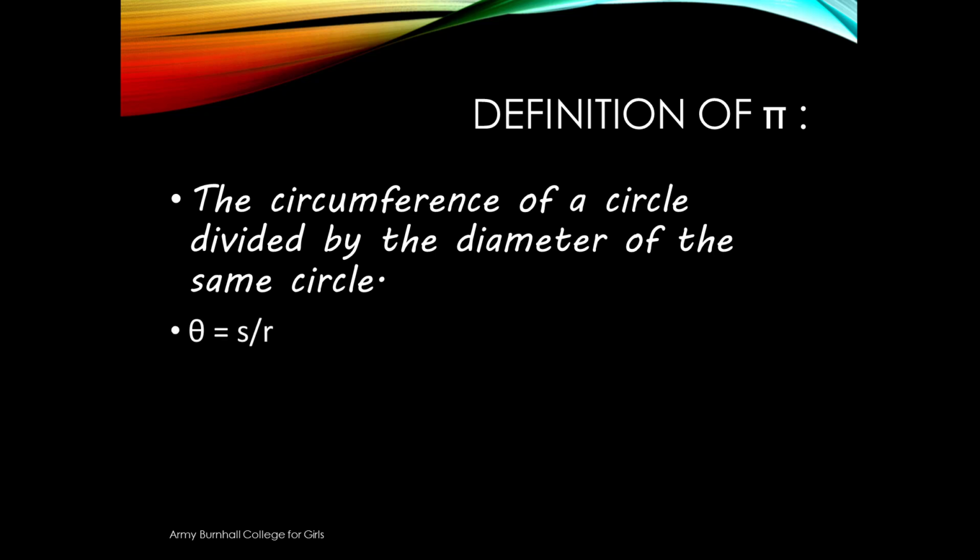If we have the relation theta is equal to S by r, S will be the complete circumference of the circle, so we will put it as 2 pi r, and we have to divide it by the diameter of the same circle, so we write it as 2 pi r divided by 2r. 2r will cancel with 2r, and that will give you pi. So the definition of pi is justified here. If we divide the circumference of a circle by the diameter of that circle, that will give you the number pi.